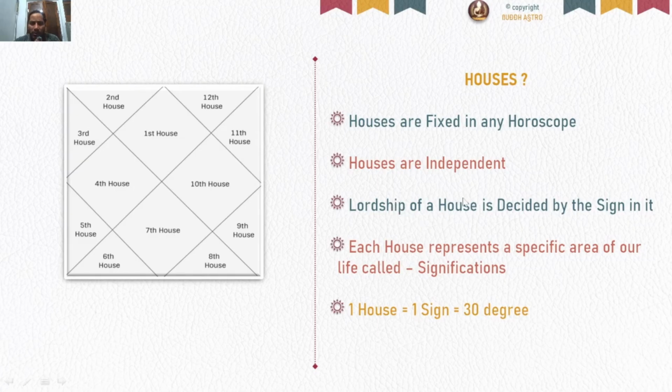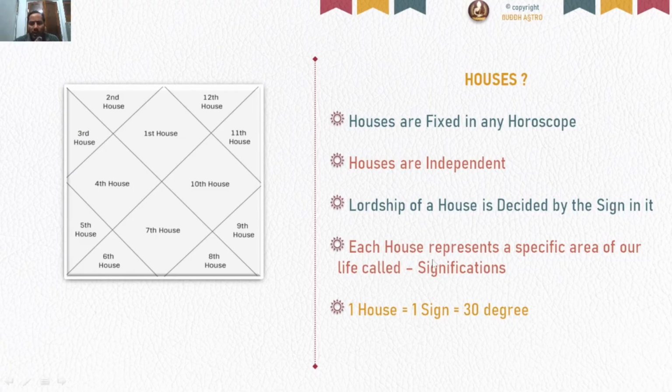The second thing is that the lordship of a house is decided by the sign in it. This is the house, a simple structure. But as soon as we put a sign or zodiac sign or Rashi in a house, then the lordship of that house is defined. I will show you in the next examples. Suppose you are talking about the seventh house. Here there is no sign. Suppose the Leo sign is there. So we will say that Sun is the lord of the seventh house. Now why does Sun become lord of the seventh house? Because the sign was Leo. That's why. So the lordship of a house is decided by the sign which is placed in the house.